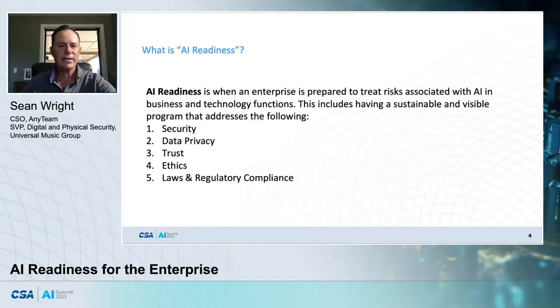So what is AI readiness? AI readiness is when an enterprise is prepared to treat risks associated with AI in the business and technology function. So this includes having some sort of a sustainable program that provides a lot of visibility around any sort of AI technology that's being introduced into the enterprise. That would include security, data privacy, trust, ethics, and all the nifty new laws and regulatory compliance that we're going to have to comply with.